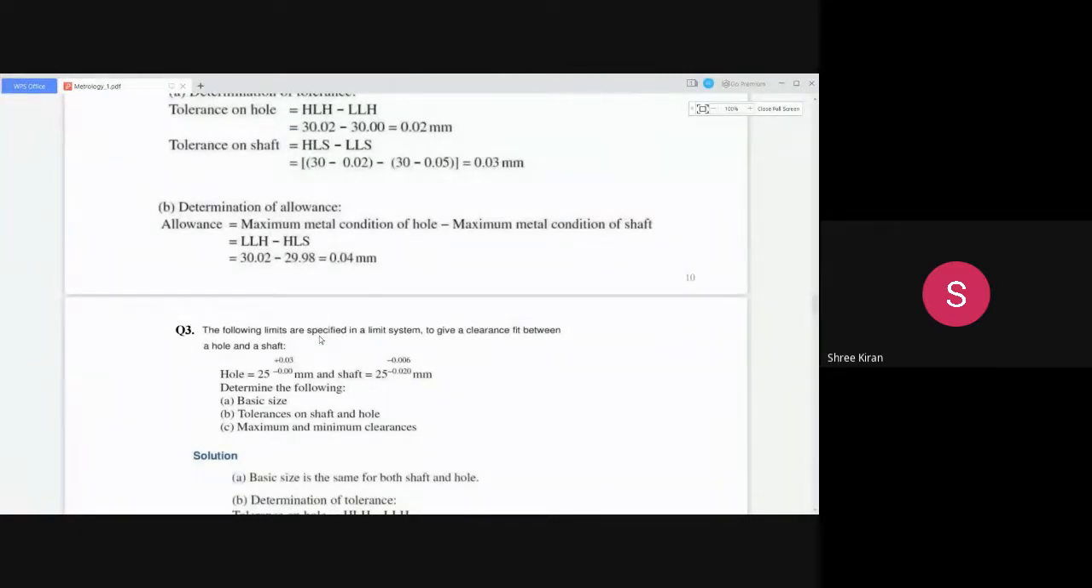The hole is 25, with plus 0.03 and minus 0.04 mm, and the shaft is 25 with minus 0.006 and minus 0.002 mm. So these are the values to determine the following.